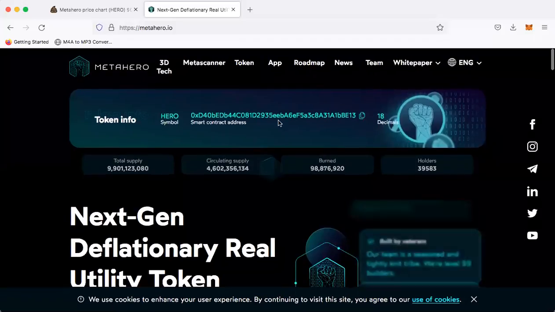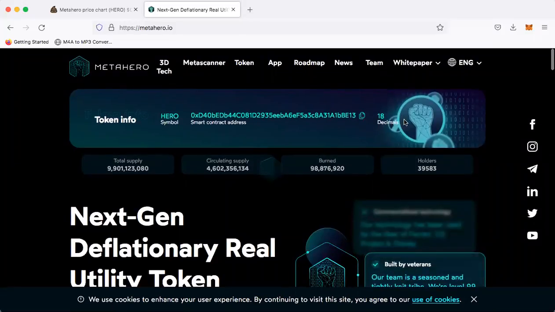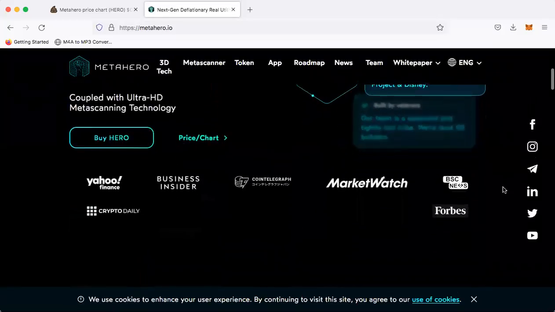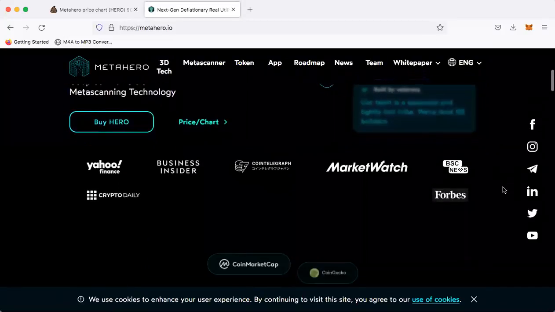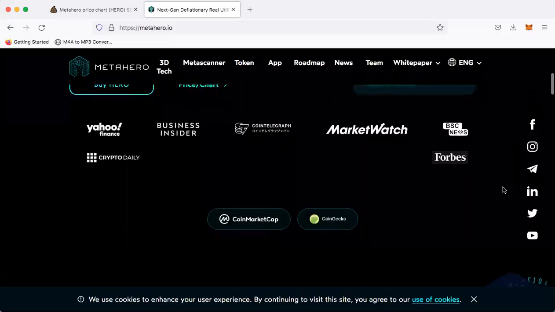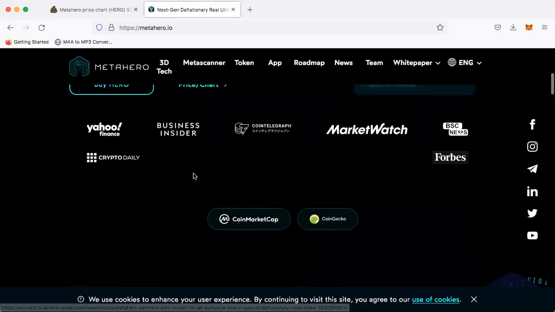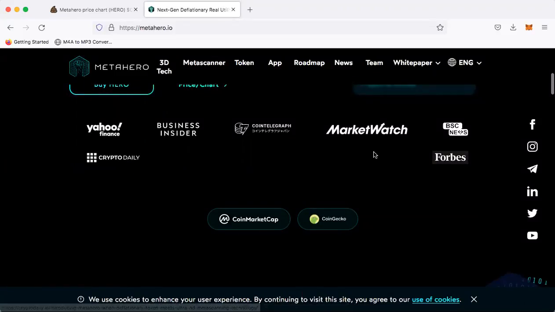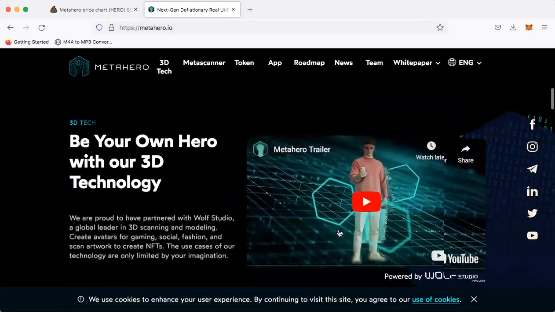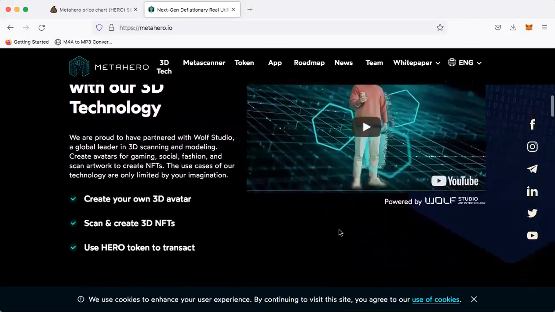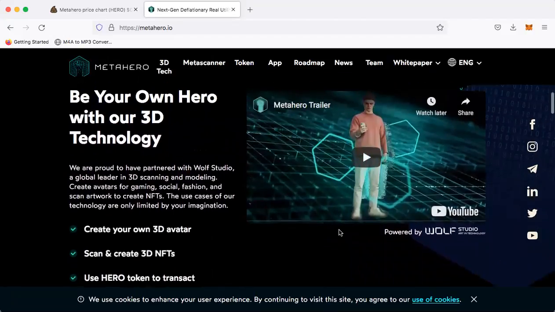Now let's have a look, guys. This is all to do with the gaming industry. It's beyond gaming, guys. That's how deep it is, but we know how big the gaming is. Now let's have a look at some of their partners. Yahoo Finance, Crypto Daily, Market Watch, Forbes, Coin Market Cap. They're listed on all of these places already. They were on Coin Market Cap from day one, literally.